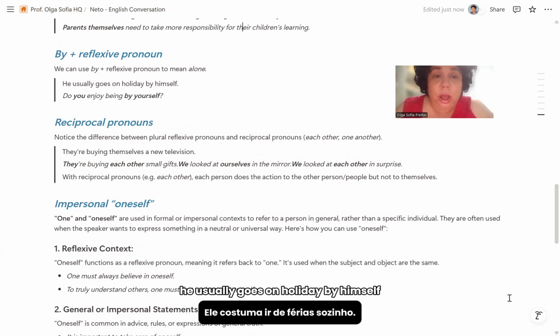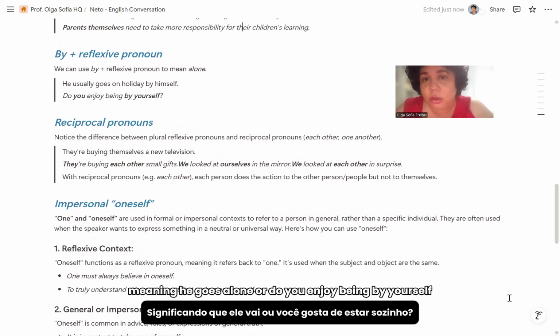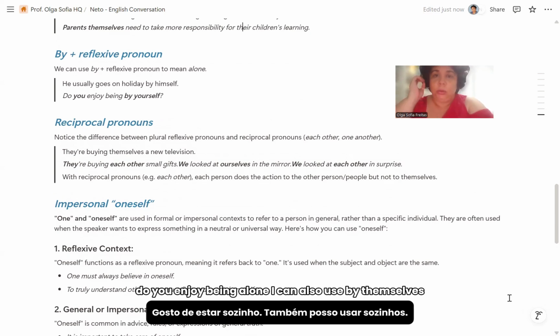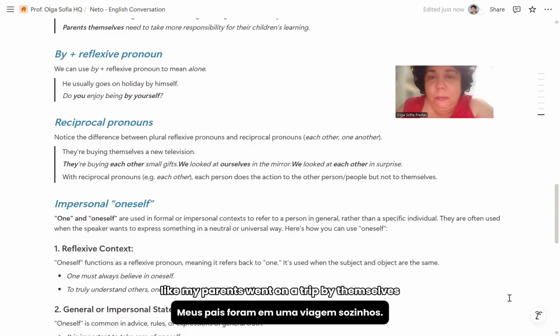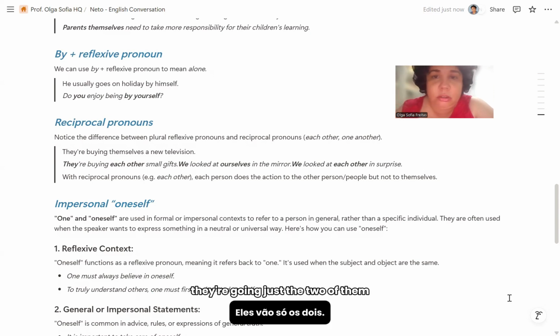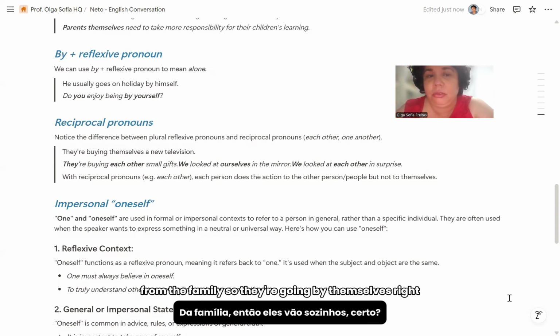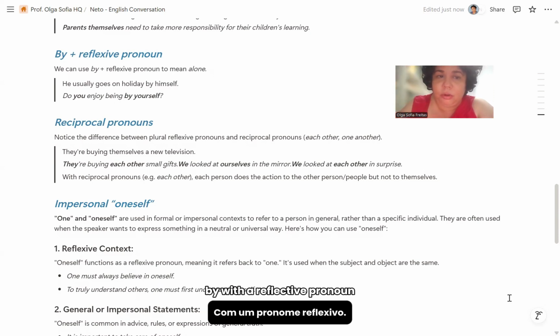He usually goes on holiday by himself, meaning he goes alone. Or do you enjoy being by yourself? Do you enjoy being alone? I can also use by themselves. Like my parents went on a trip by themselves. They're going, just the two of them, no one else from the family. So they're going by themselves, right? By with a reflexive pronoun.